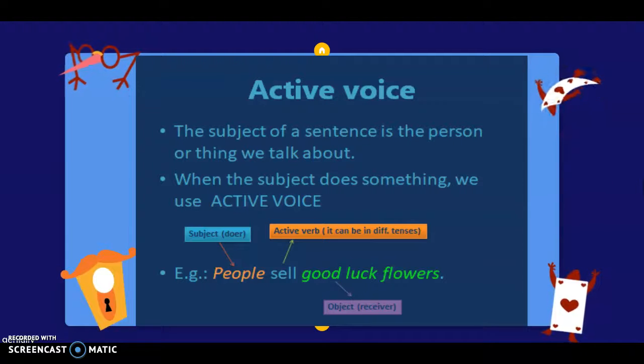People sell. Okay, and then we have the object of the sentence. We're going to call it here the receiver. Why? Because it's the thing that receives the action of the verb. So what is the thing that is being sold? In this case, is the good luck flowers. Okay.